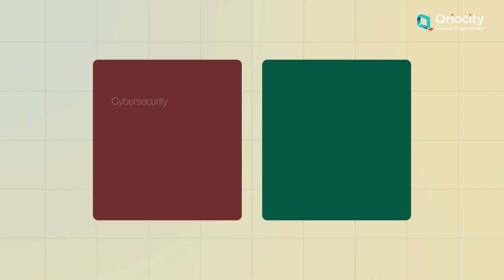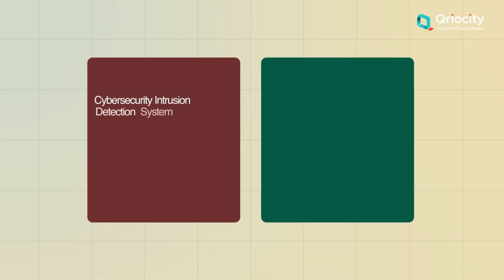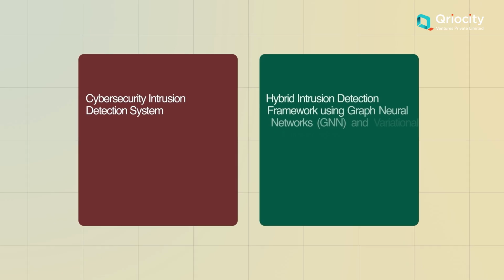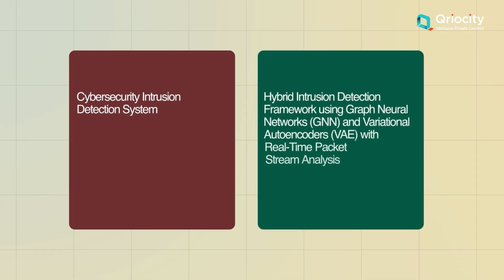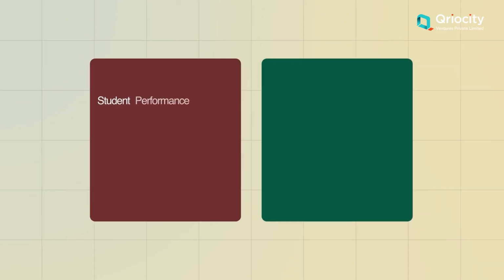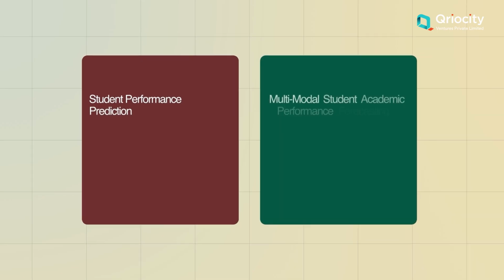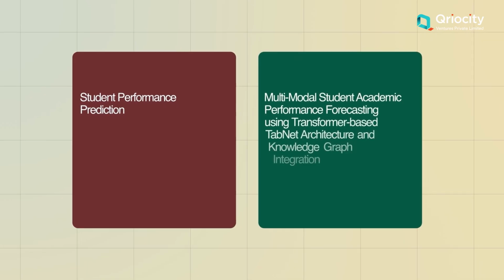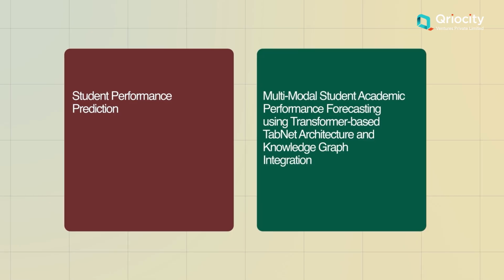And here's the trick. In order to make your project title unique, what you can do is turn it into something complex, but make sure it's still realistic. So here are some examples. Instead of cybersecurity intrusion detection system, you can go with hybrid intrusion detection framework with graph neural networks and variational autoencoders with real-time packet stream analysis. Instead of student performance prediction, you can go with multimodal student academic performance forecasting with transformer-based TabNet architecture and knowledge graph integration. So I will give you the framework to make your title unique.